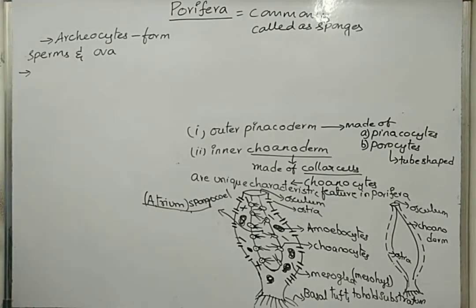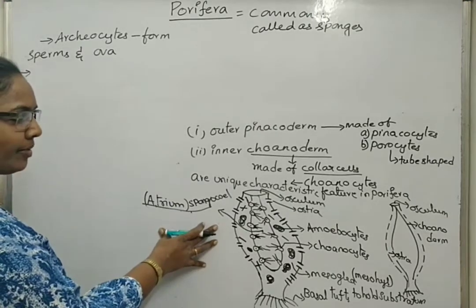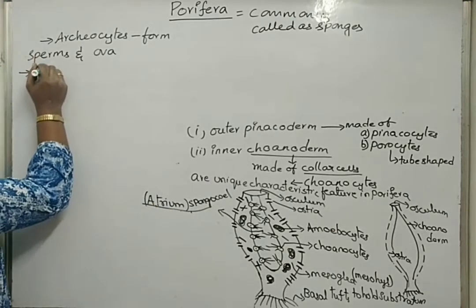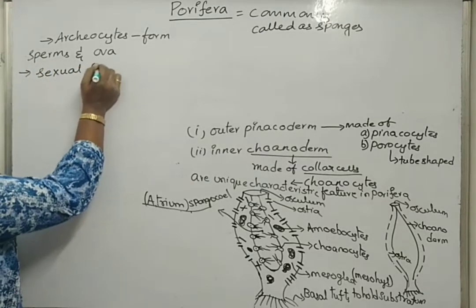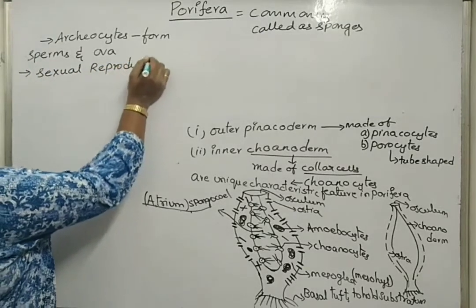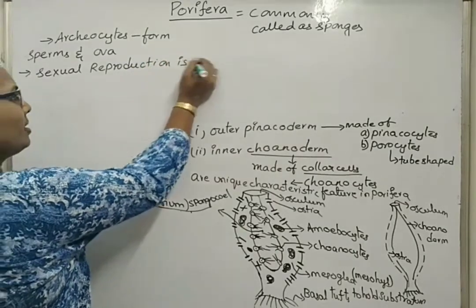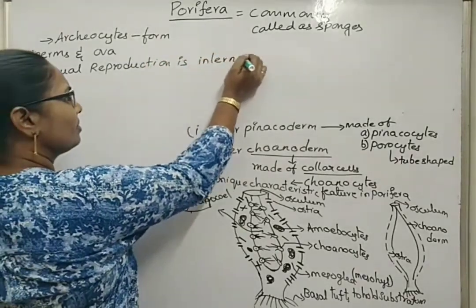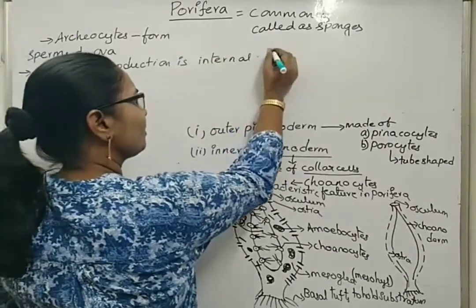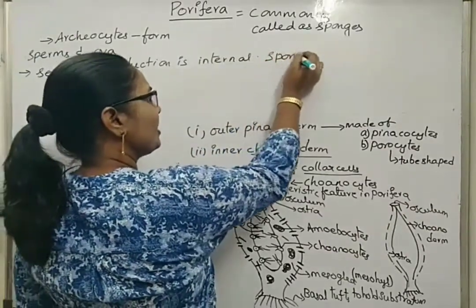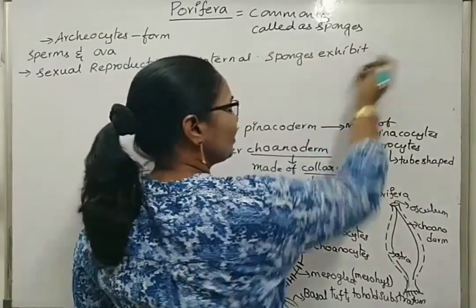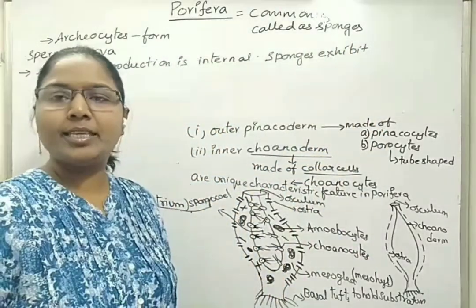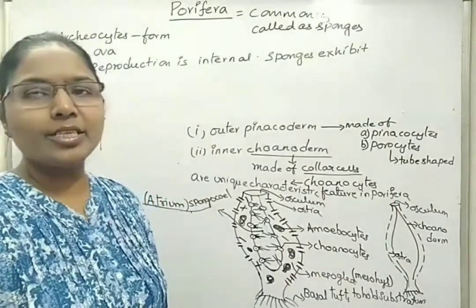Sexual reproduction in case of sponges is internal and these are considered hermaphrodite. Already we have seen that term. Next, sponges exhibit protogynous condition. It means that ova mature earlier than the sperms.